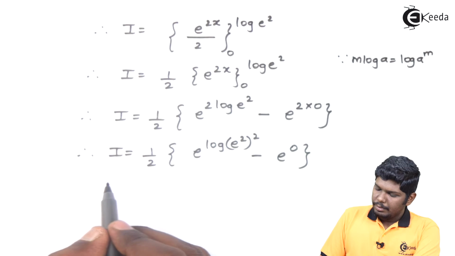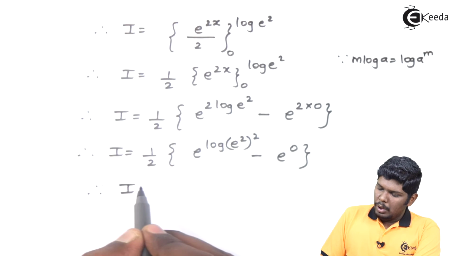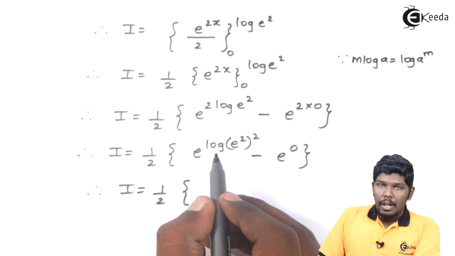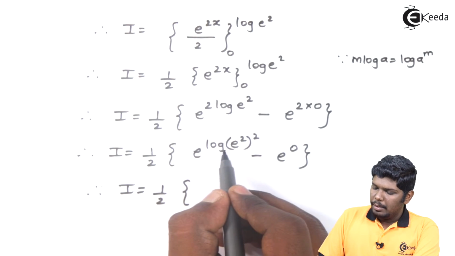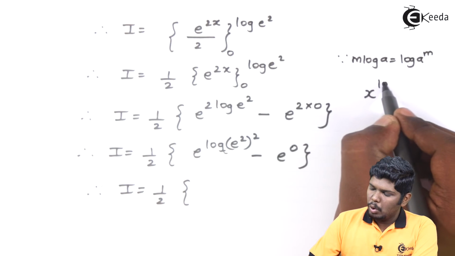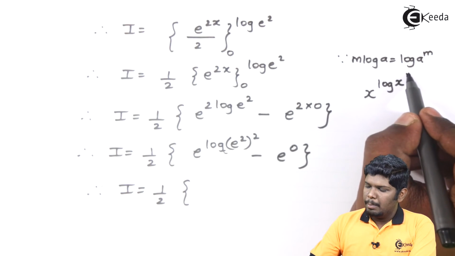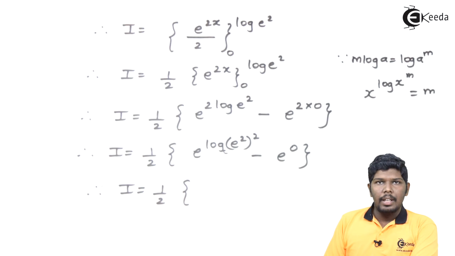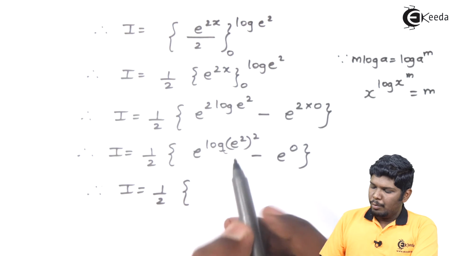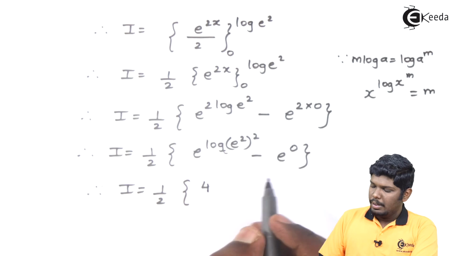Further, I is equal to 1 by 2. Here you can see the base is e, right? And we know that the property of x raised to log x raised to m will directly give you m. Similarly, you can see here the power will be 4. Therefore, the final answer will be 4.